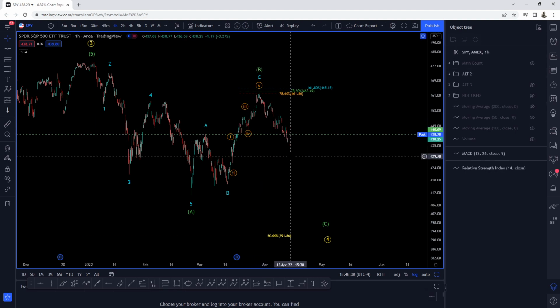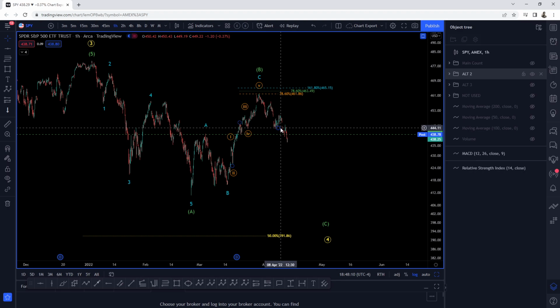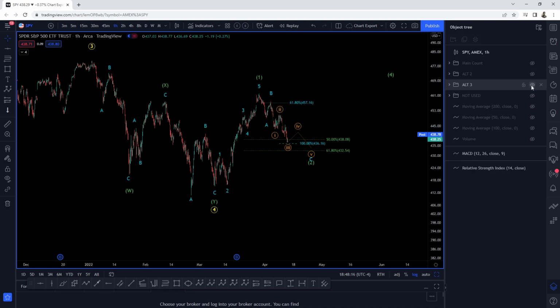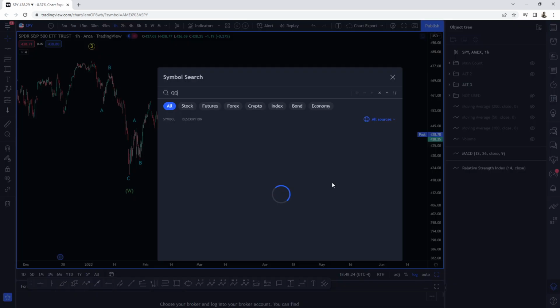So if we keep on heading lower, we'll likely know soon if we start breaking south of my first trigger warning, which is the 618. If we break south of 432, then it is likely that we are going to head lower. Let's take a look at the Qs real quick.